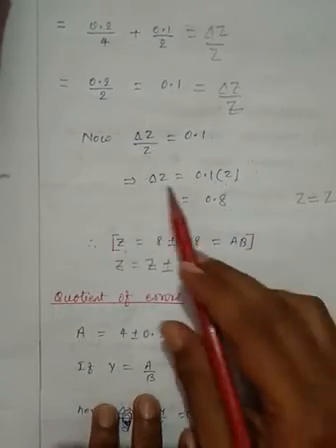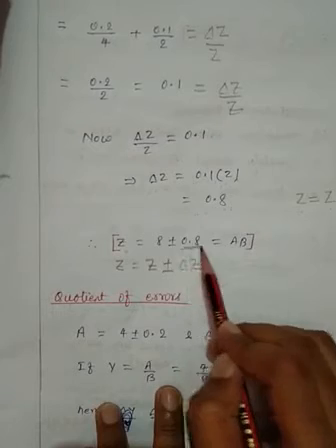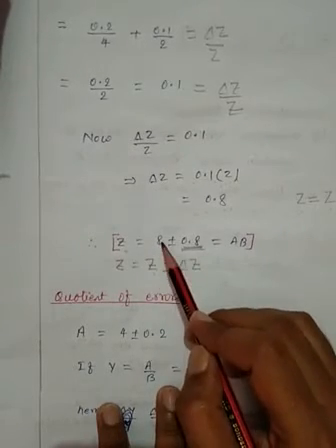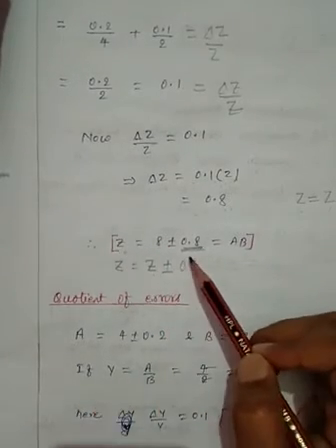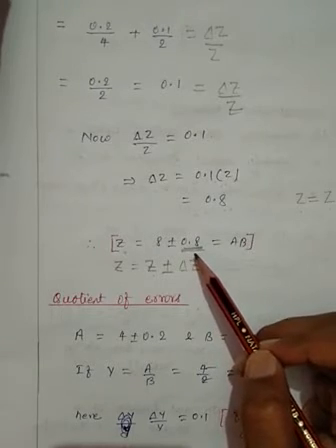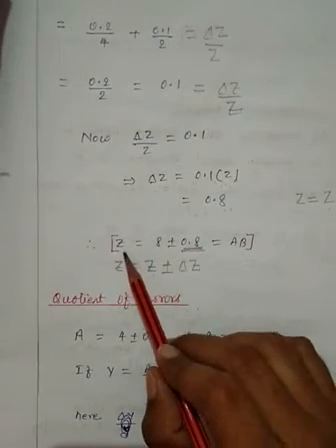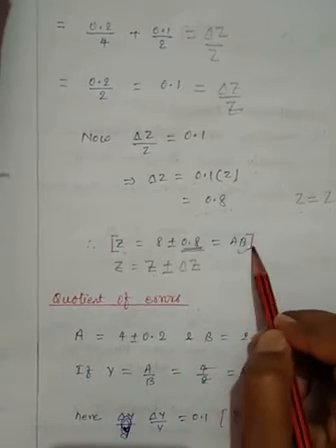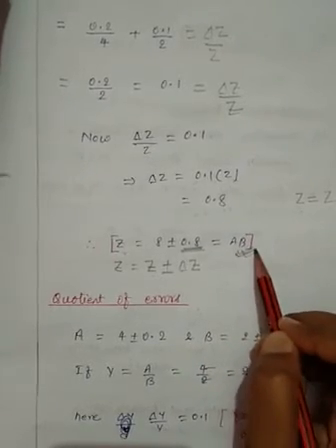So, already we have delta z as 0.8, and what is z? Already we have 4 2s are 8. So, the final calculation, that is the product with the error limit, will be z is equal to 8 plus minus 0.8. So, this is what we were interested in calculating.